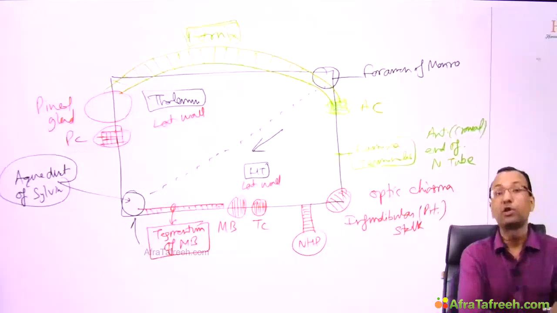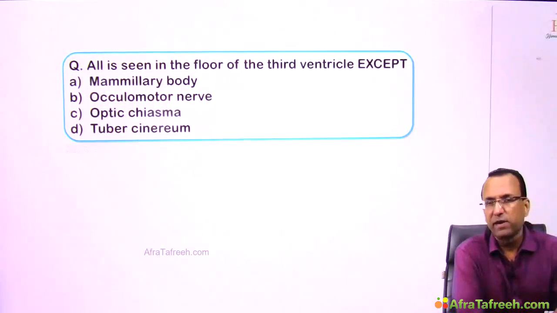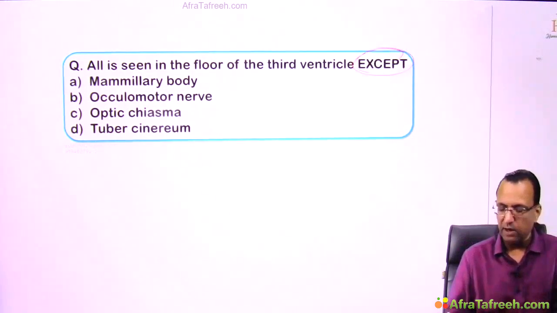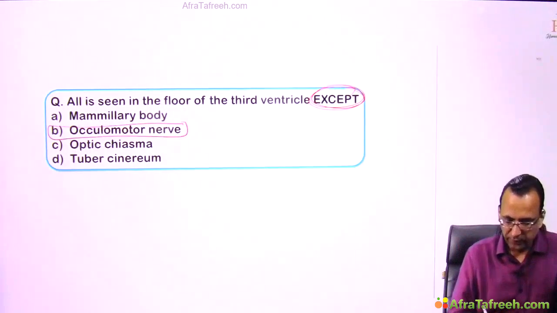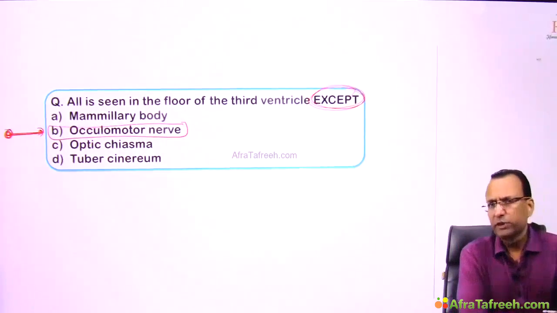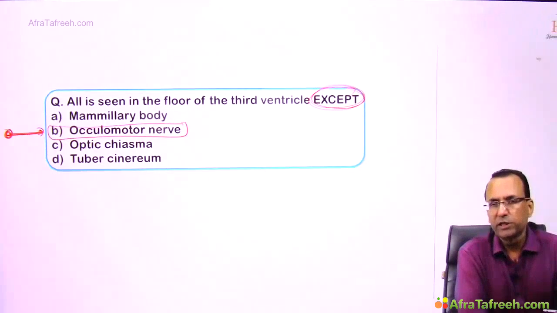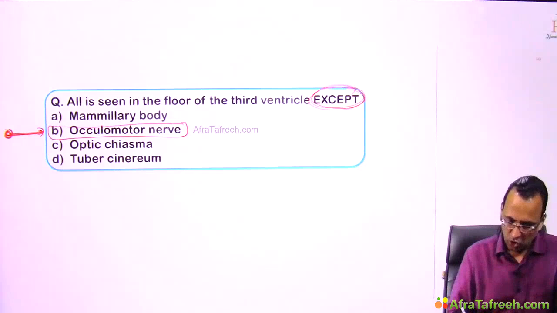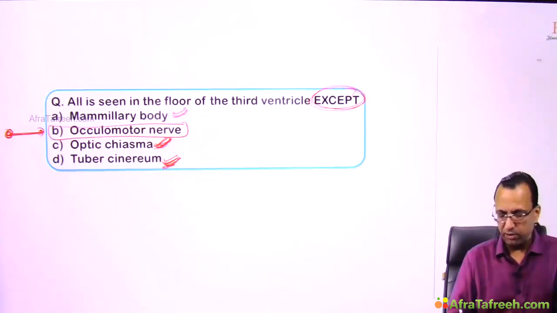And then we got a question upon that. The question asks: all is seen on the floor of the third ventricle except, and you already know the answer. Your answer is the oculomotor nerve, because it is not at the floor. Then can you tell me the other structures at the floor of the third ventricle, anterior to posterior? The most anterior is the optic chiasma. Behind that is the tuber cinereum. Behind that is the mammillary body.